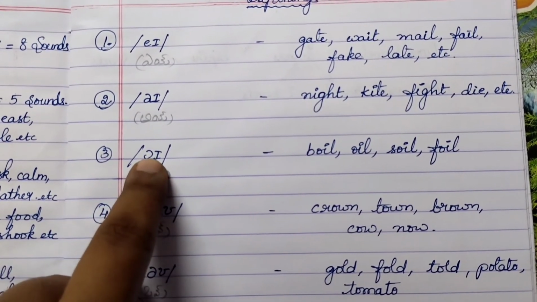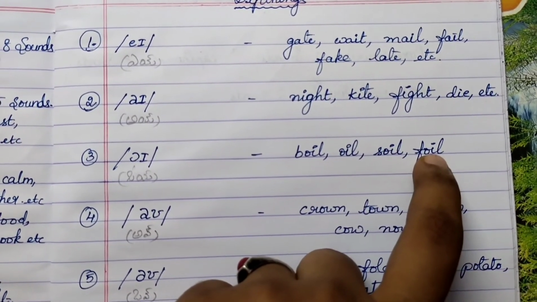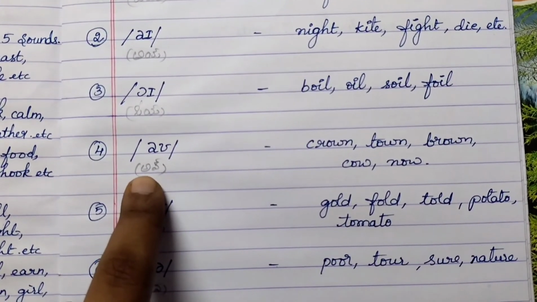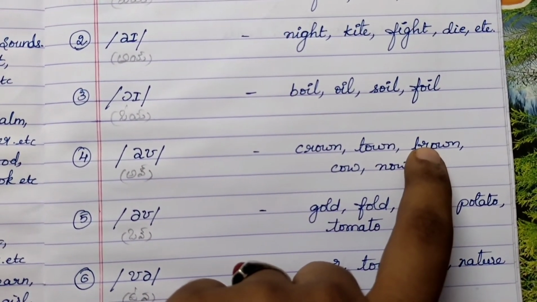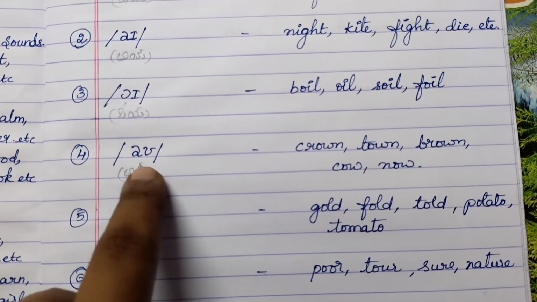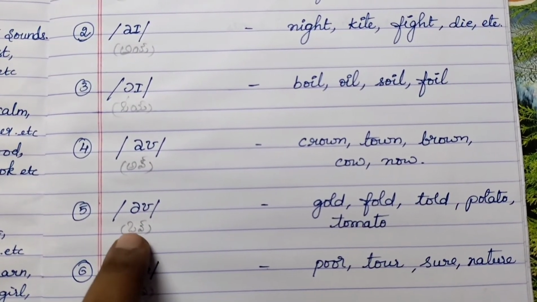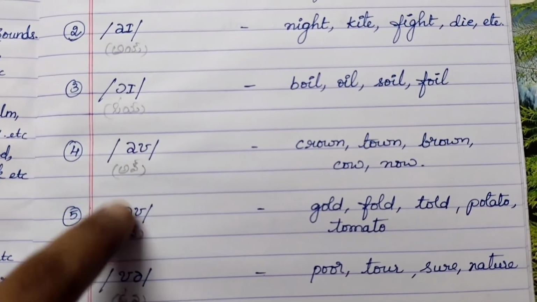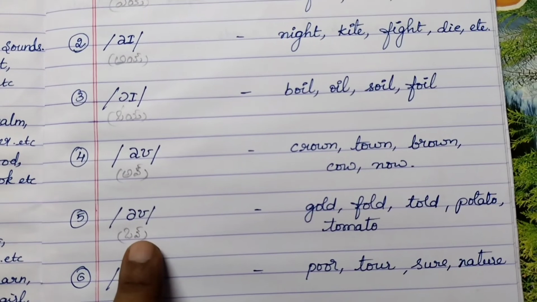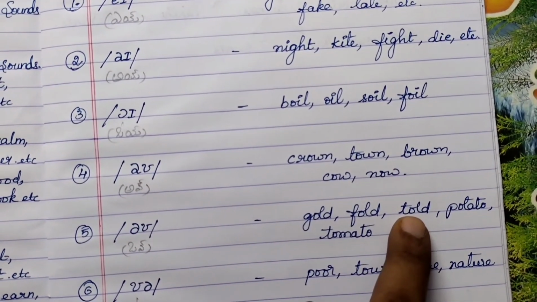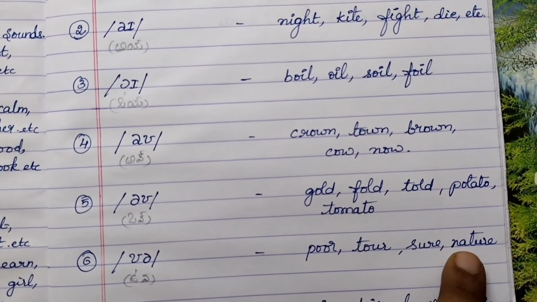Next, the third one. Inverted C with I gives you the oi sound, like boil, oil, soil, foil. Next one is ow. These 2 letters give you the ow sound: crown, town, brown, cow, now. Next, these 2 letters give you the oh sound. Observe, there is a difference between these 2 sounds. Gold, fold, told, potato, tomato.